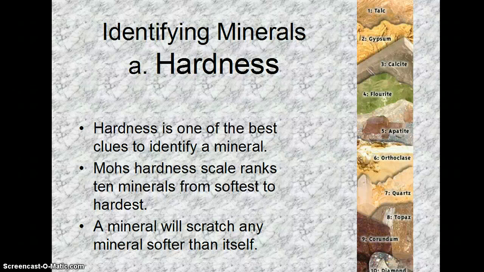So the first one is hardness. Hardness is one of the best clues to identifying a mineral. We have what's called the Mohs hardness scale, and it goes from 1 to 10. If you look off to the side, you'll see they give an example for 1 is talc. Talc is actually a very powdery-like mineral. It's used in chalk. It's also used in girls' makeup, like the powdery foundation you put on your face.